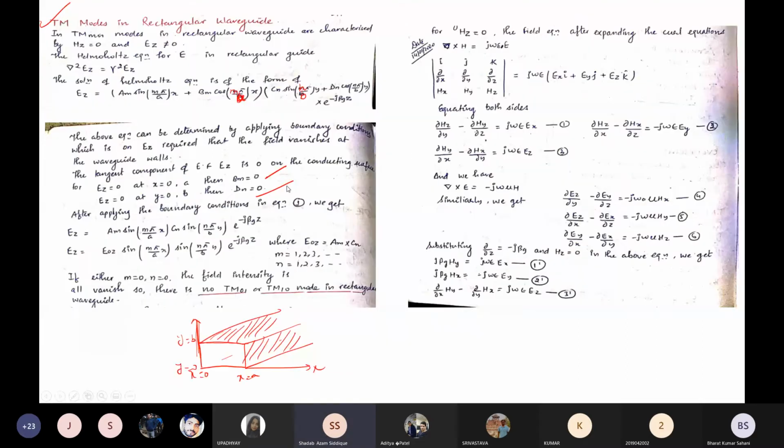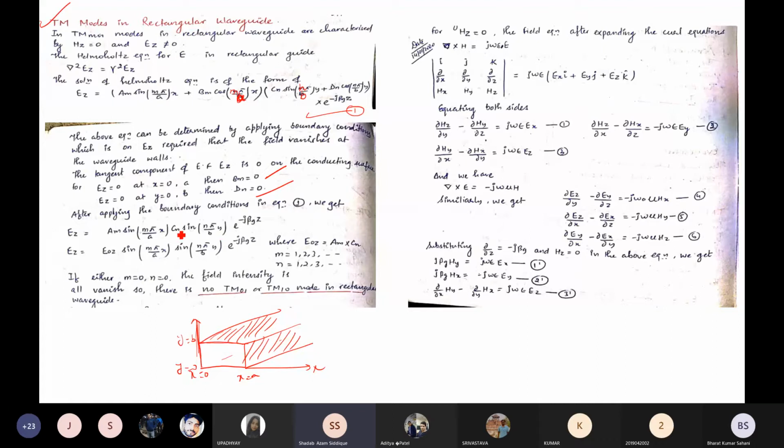So this is the thing we have. We have applied the boundary condition. After applying the boundary condition, just apply bm equal to 0, dn equal to 0 in this equation number 1, and we'll get Ez equal to am sin(m pi by a into x), cn sin(n pi by b into y), e to the minus j beta g into z.